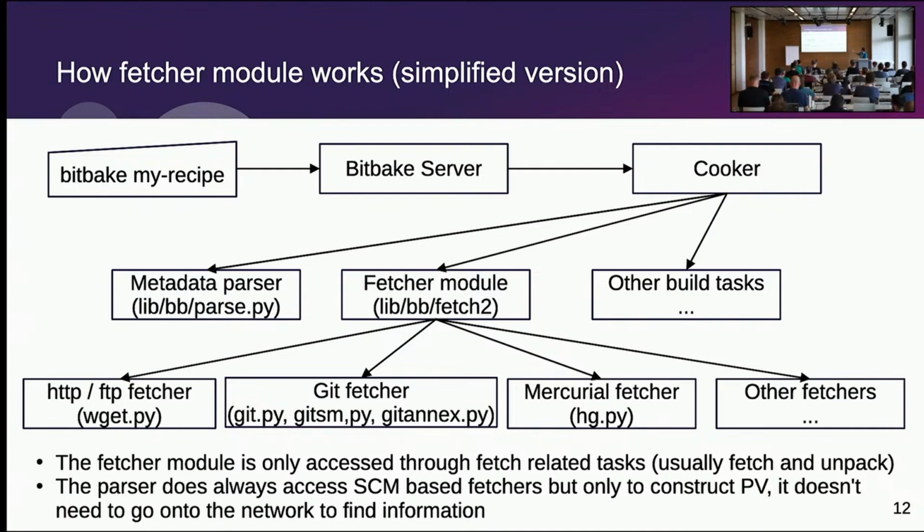But so far there is no AUTOREV, because this is just a simplified version. So the parser always accesses the fetcher modules, but not always accesses the network. And then when this information is available, the parser passes it over further to the cooker, and then it spawns other build tasks. It's worth noting that the network access is usually restricted to the fetch and might also be in the unpack task. I'm not sure. That was a Richard note here.